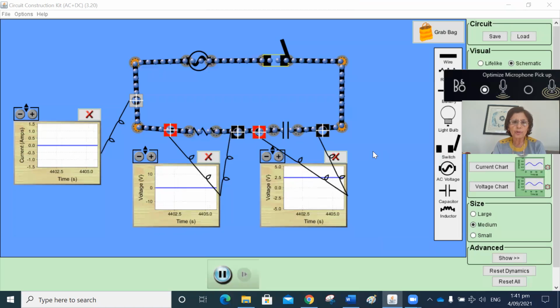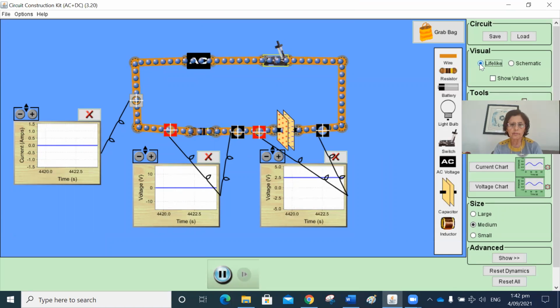In this video, we are going to look at the phase relationship between the voltage across a resistor and the voltage across a capacitor when a resistor and capacitor are connected in series in an AC circuit. So this is an AC supply, a switch, a resistor, and a capacitor. Let's bring it to real one. Let's turn the switch on.